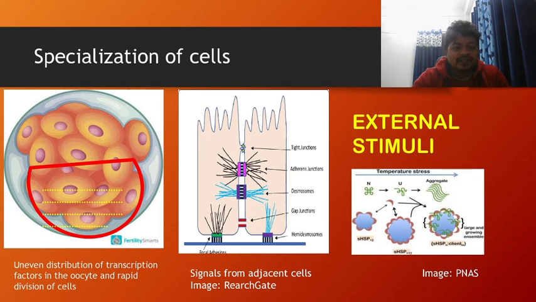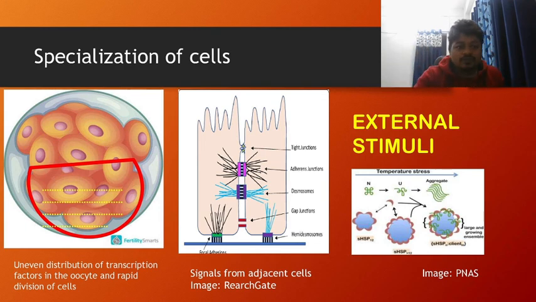Okay, so specialization of cells can be done via different processes. One is uneven distribution of transcription factors in the oocyte. The zygote forms via the interaction between the oocyte and the sperm. The sperm releases its genetic material, which comes within the oocyte body, and they fuse. And when this zygote is formed, they have no time. They start the process of dividing.